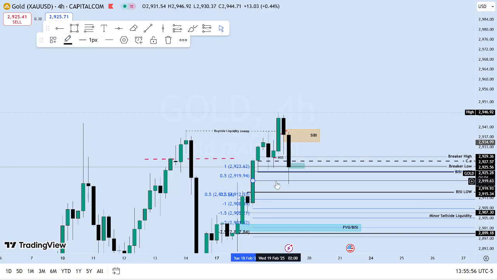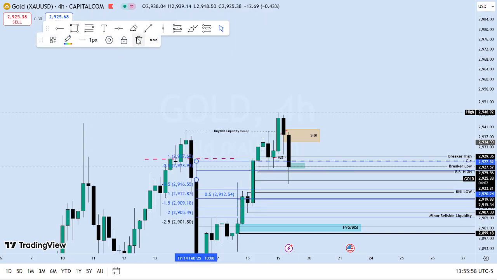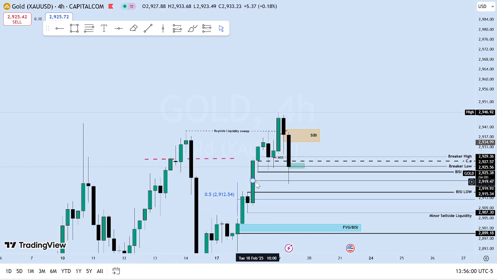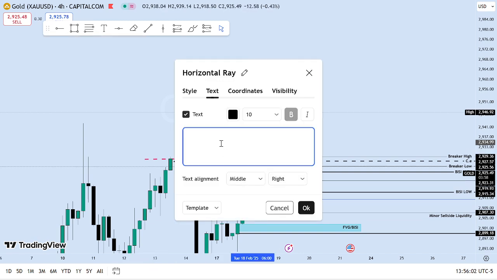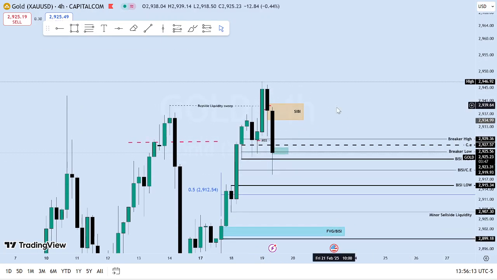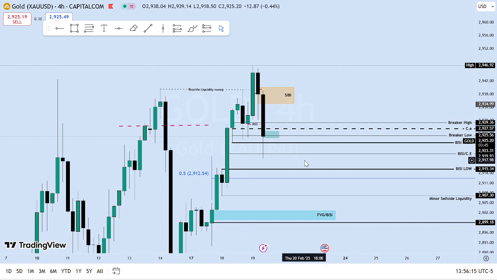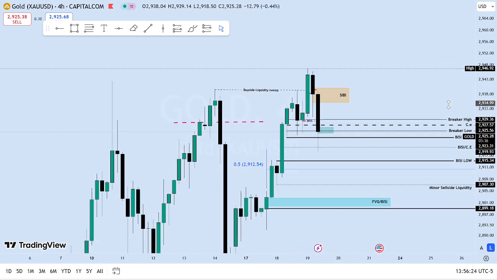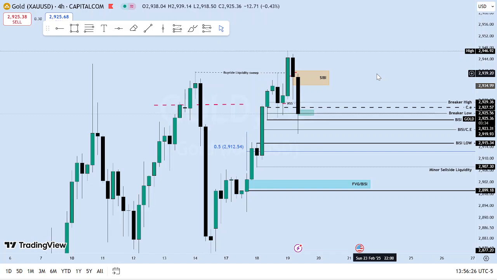You can remove your Fibonacci. That's consequent encroachment, CE. That's 50% of that inefficiency. This is the high of the BISI and the low of the BISI that delivered inside it. Is that clear? Yeah. So that's for today.